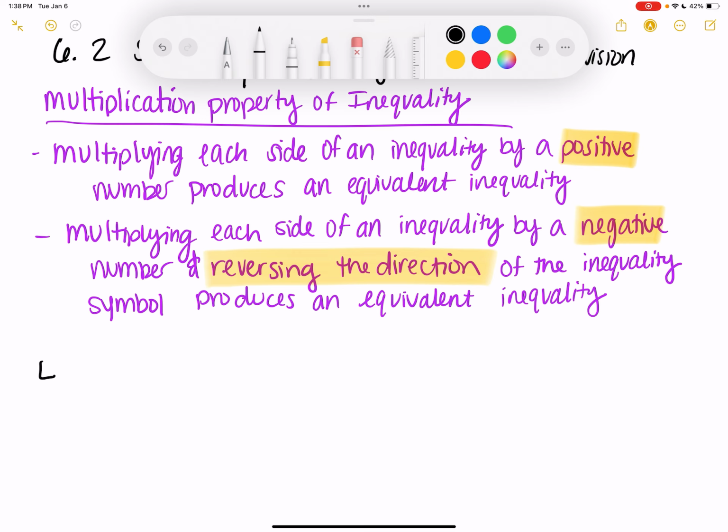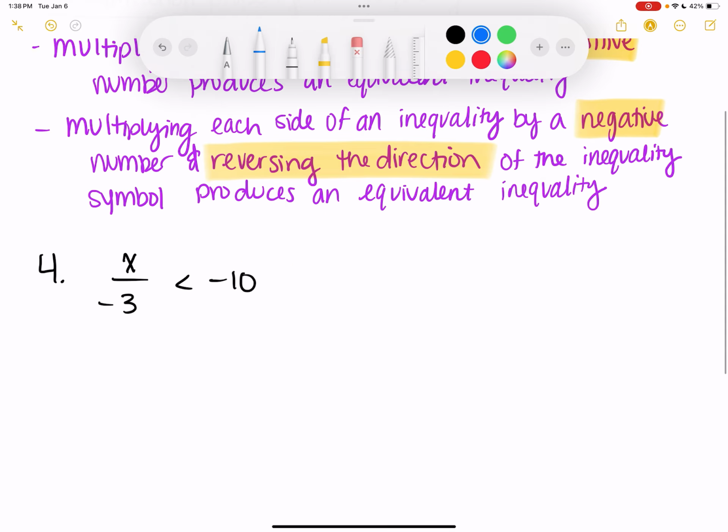So, number 4. I've got x over negative 3 is less than negative 10. Alright, so we're going to multiply both sides by -3. Now, when I multiply or divide by a negative number across an inequality, I have to flip the sign. So before I do anything else, I'm going to go ahead and flip my inequality around. Okay, that's only for multiplying and dividing with a negative number. So on the left, I have x is now greater than positive 30, and that would be your answer.